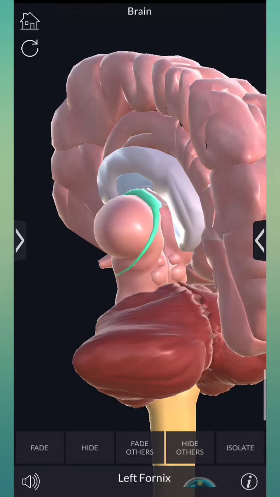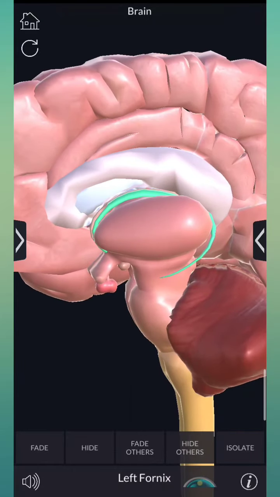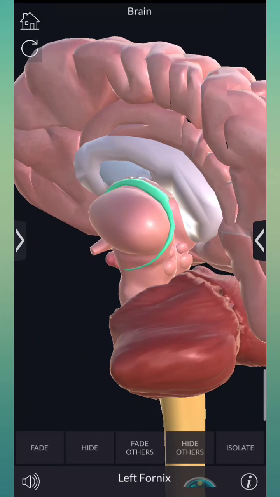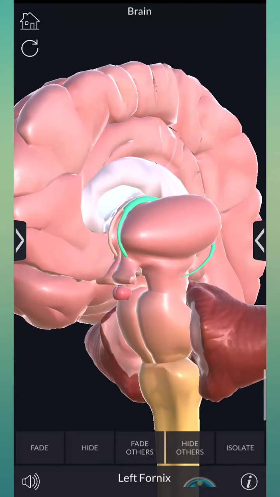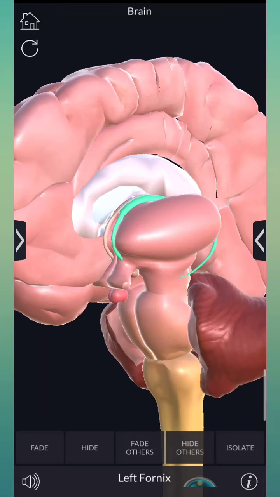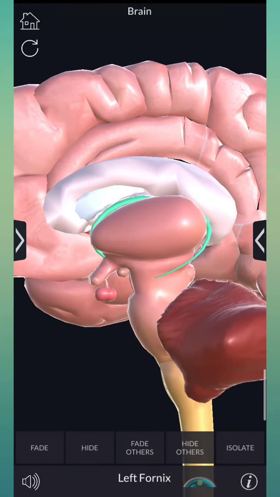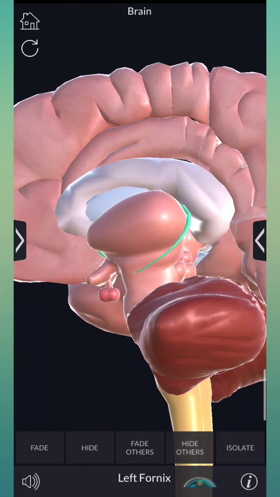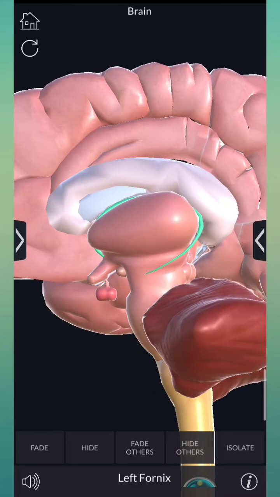and this part is fornix, which attaches to the pons, and hippocampus attaches to fornix. So fornix is a C-shaped bundle. You can see on screen that C-shape. Fornix is a C-shape bundle of nerve fibers in the brain that acts as the major output tract of the hippocampus. Fornix is part of the limbic system. The limbic system is responsible for behavior, emotion, feeding, reproduction, and fight or flight response for survival.